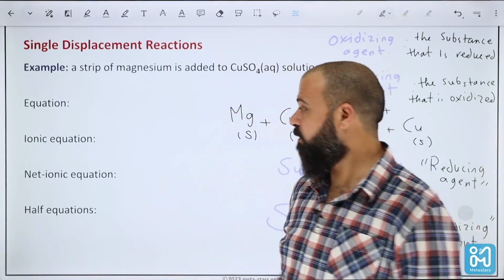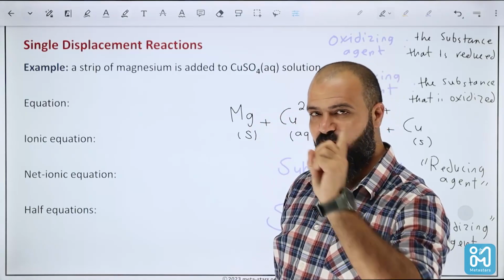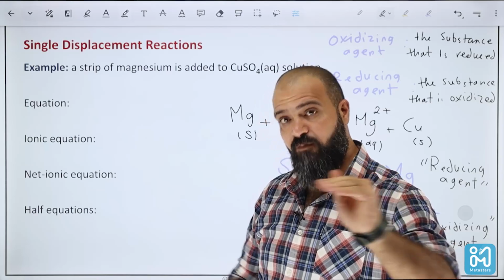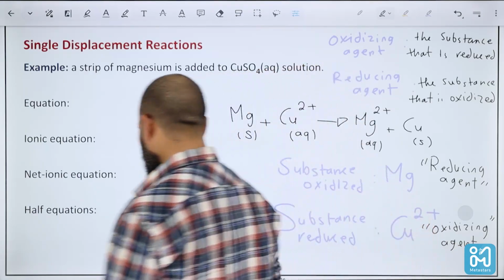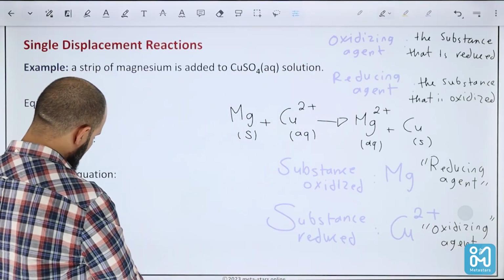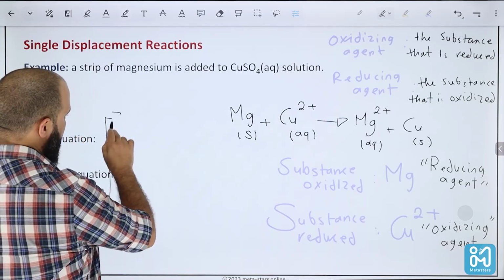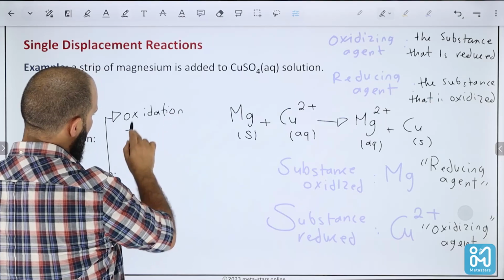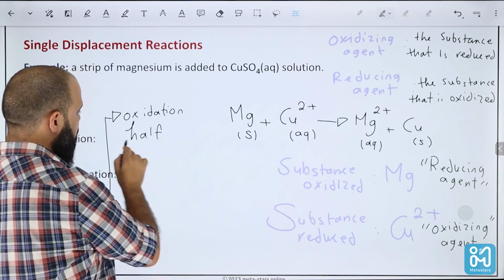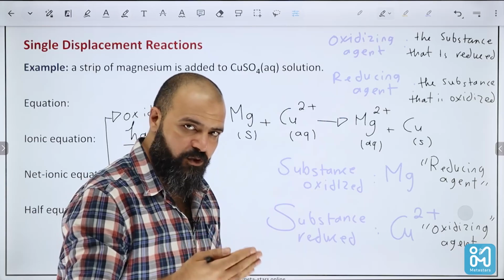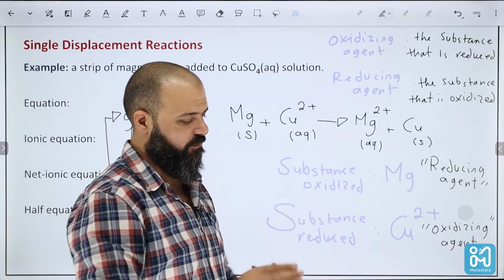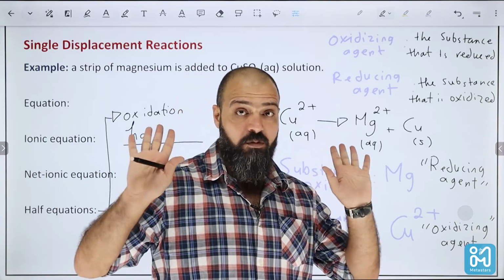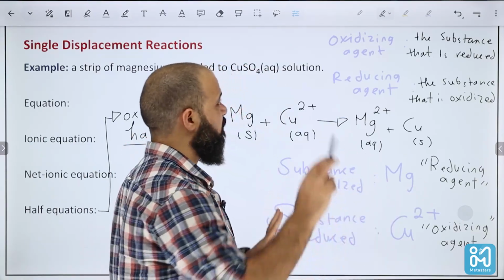I know it's easy. We still need to write half equations. Half equations: oxidation half by itself, reduction half by itself. Let's write them down. Oxidation half. Simply, I want to represent the oxidation reaction by itself or the reduction reaction by itself. That's why we give the name half equations. Is it hard? No, it's not at all.